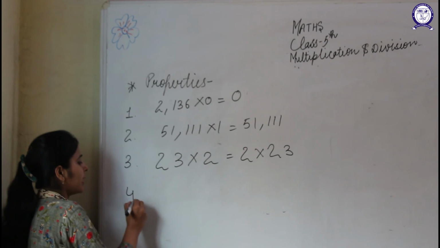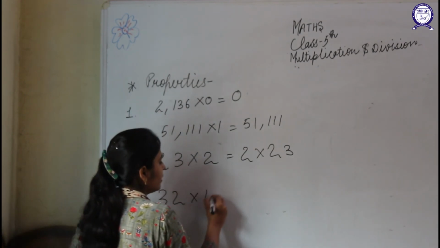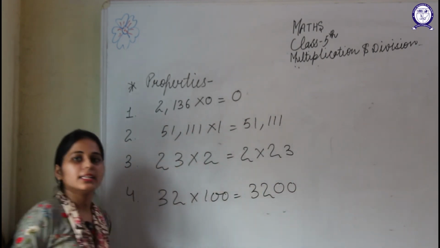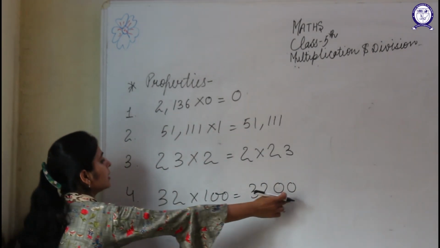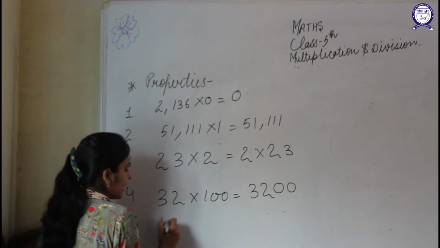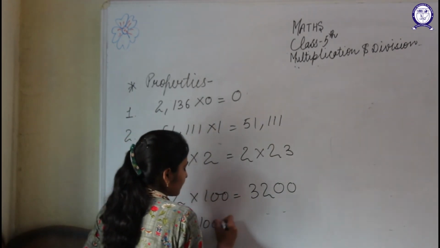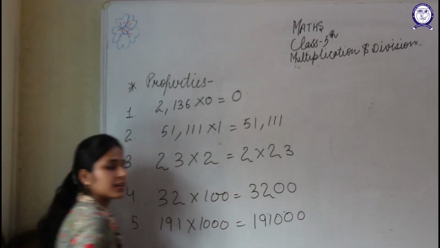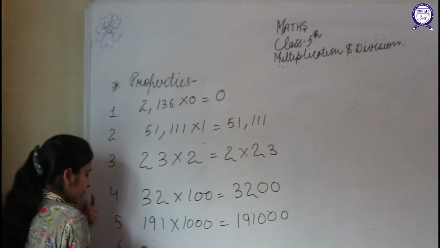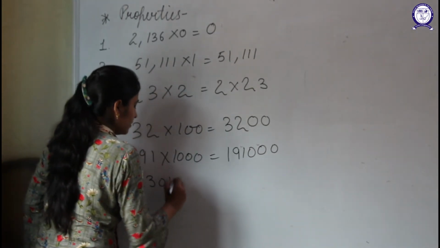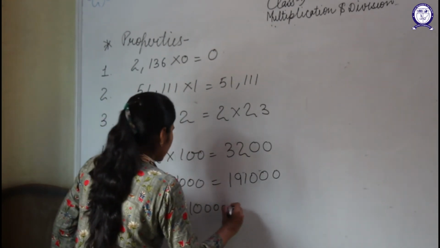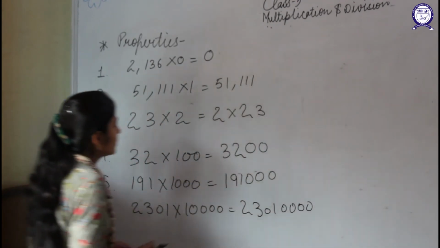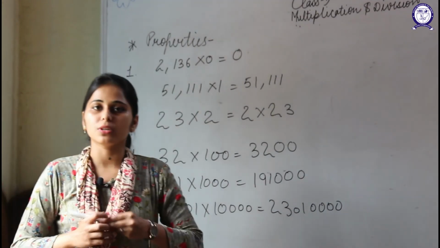When we are multiplying any number by 100, we will write the number and the number of zeros. Here in 100, the number of zeros is 2. So we will write the 2 zeros. When we are multiplying any number by 1000, the answer will be the number itself and 3 zeros at the right hand side. When we are multiplying any number with 10,000, the answer will be the number itself and 4 zeros at the right hand side. So these are some properties of multiplication, students, that we have discussed.